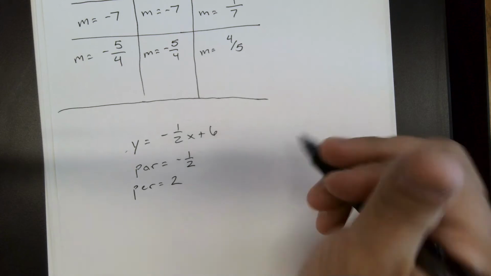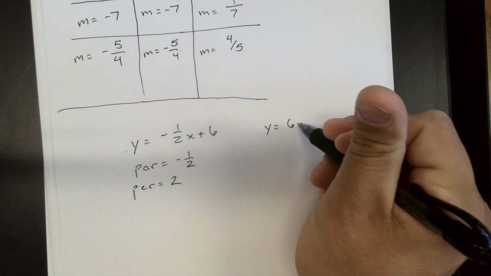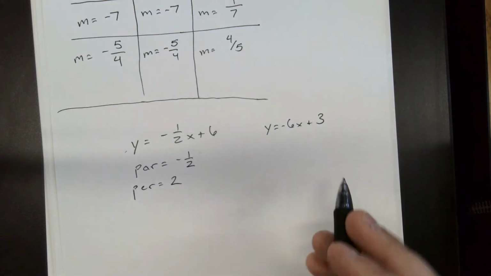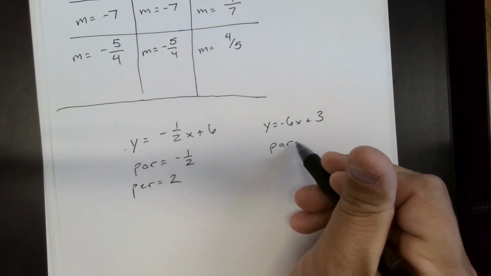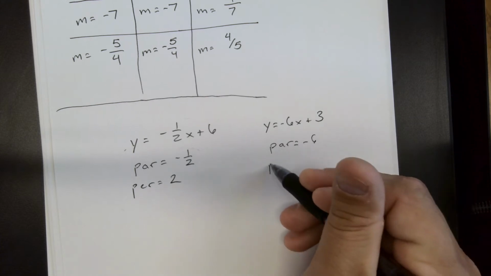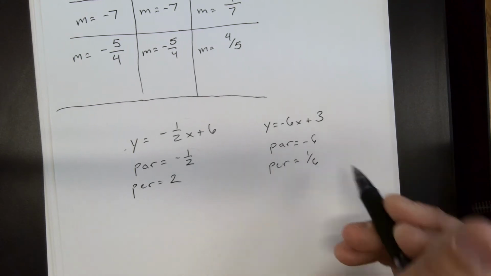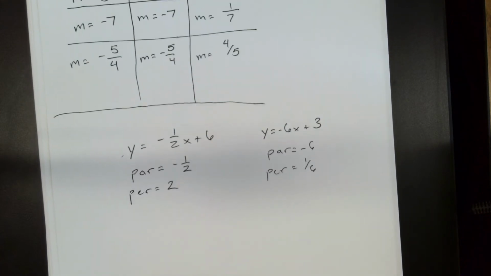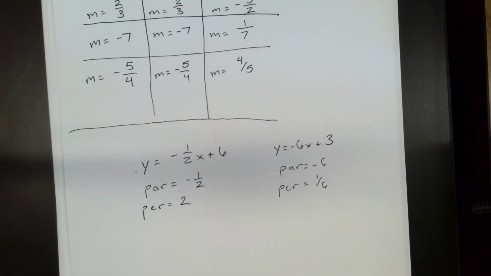Okay? If I have, should I do a weird one? y equals 6x, I already did, negative 6x plus 3. What's the slope of a line parallel to that one? 6. What about perpendicular? 1/6. Perfect. Okay, any questions so far? Okay, let's go on. Everyone ready? Hopefully everyone's starting to get it and understand the difference between parallel and perpendicular. Perpendicular, you're just going to grab the slope, flip it, change the sign.